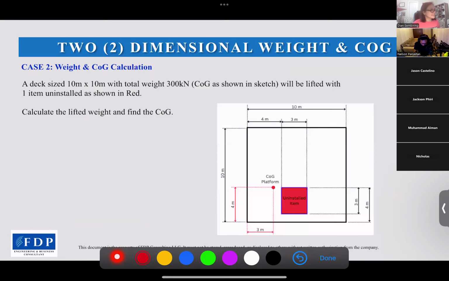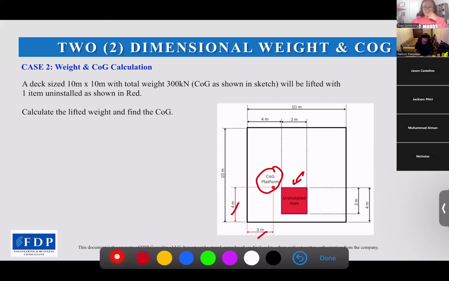So, and then we continue with case 2. We have a deck platform here, 10 meters width and 10 meters length. Total weight is 300 kilonewtons. COG as shown in sketch here, 3 meters X, 4 meters Y. It will be lifted with one item uninstalled as shown in red. So this item in red will not be installed. Calculate the lifted weight and find the COG.